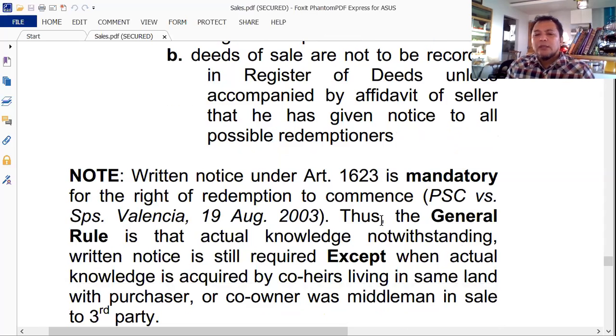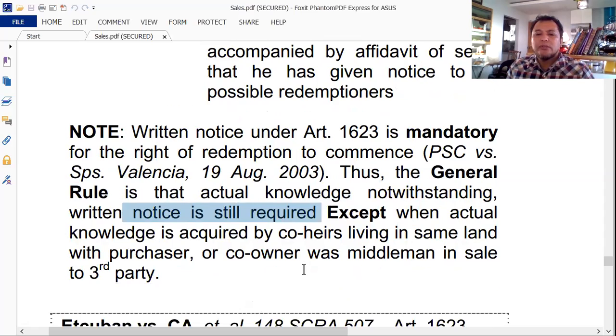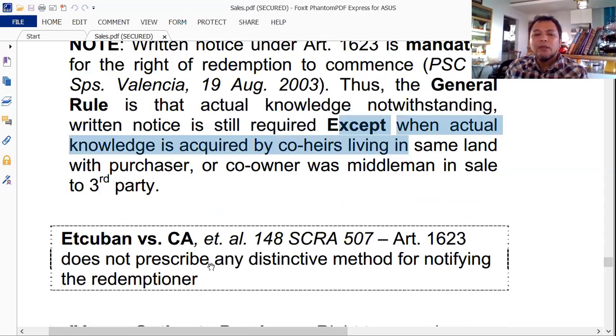So the general rule is that written notice is required, except when actual knowledge is acquired by co-heirs living in the same land with the purchaser, or when the co-owner was the middleman in the sale to a third party. So written notice is required, but if there is actual knowledge, then this is an exception. And in the case of Cuban versus CA, the court says that Article 1623 does not prescribe any distinctive method for notifying the redemptioner. So it may be enough if there's a text message or an oral or express notice.